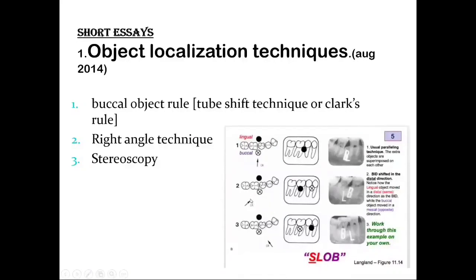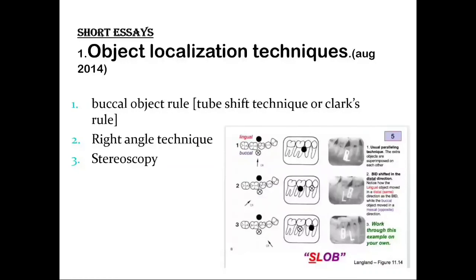Once you move the tube head more distally, the lingual object is found to be positioned on the same side as the distal shift. You can compare it to the previous image. Whereas the buccal object is found to be placed on the opposite side. When you compare it to the position of the tube head, the one on the opposite side is the buccal. If it is the lingual foreign object, it comes towards the same side where the tube is shifted. That is why it is called the tube shift technique or the Clark's rule technique.